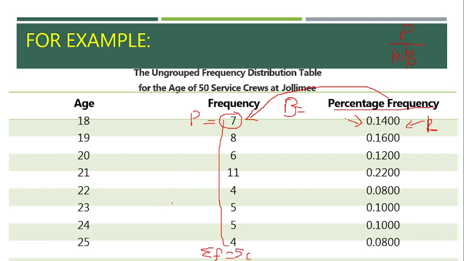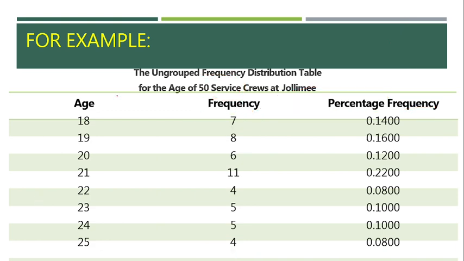Of course, 50. Isn't it that frequency shows how many crews are there? So automatically, our base is 50. So we were able to identify what our base is. If this is our base, I want you to get the value of rate.